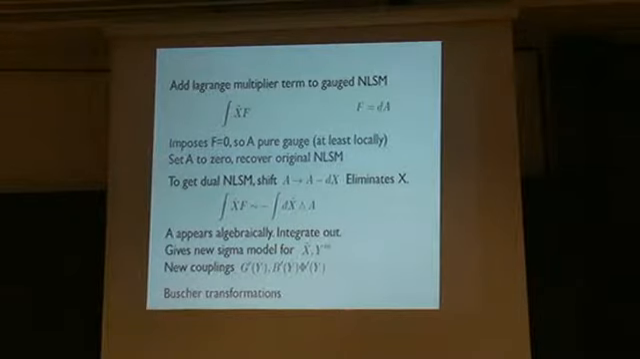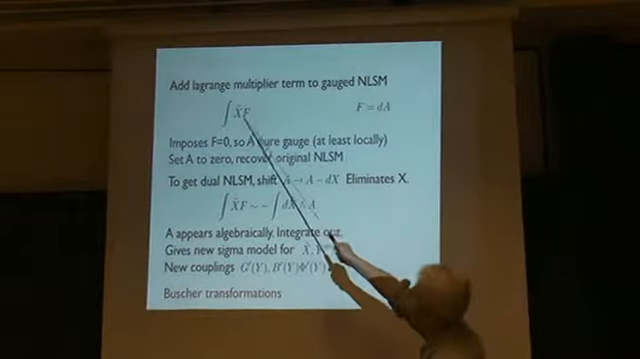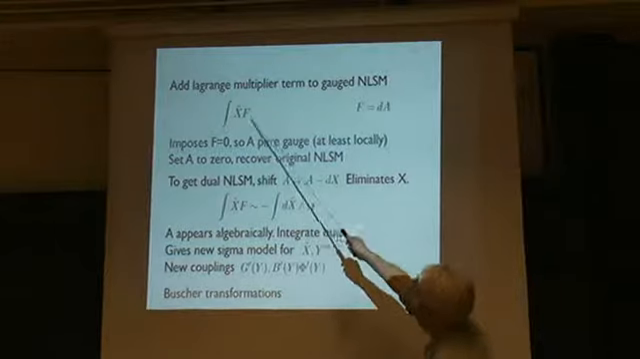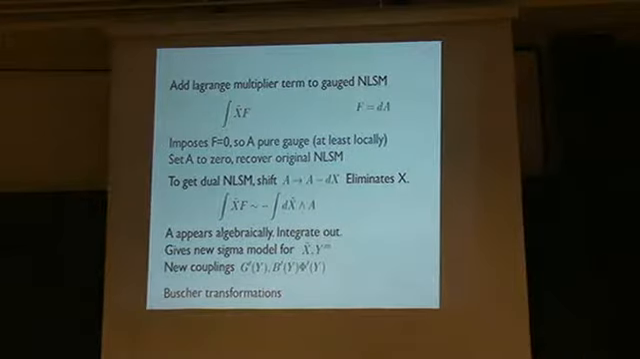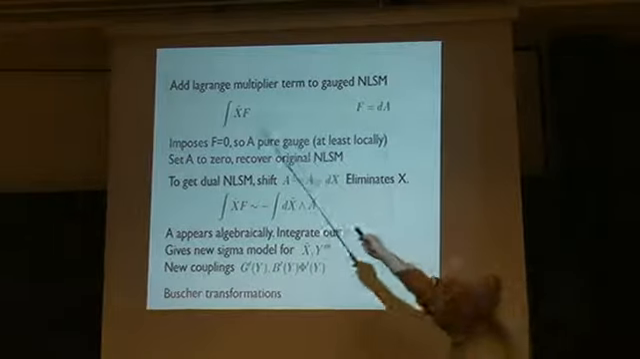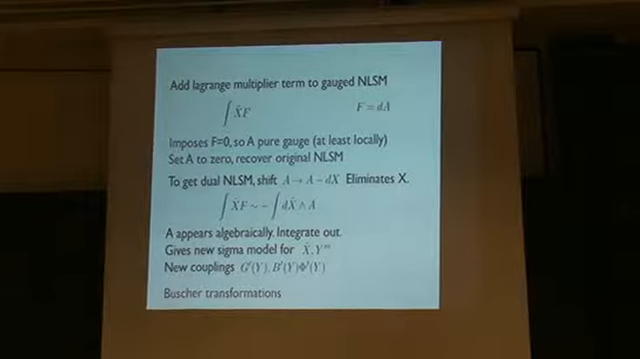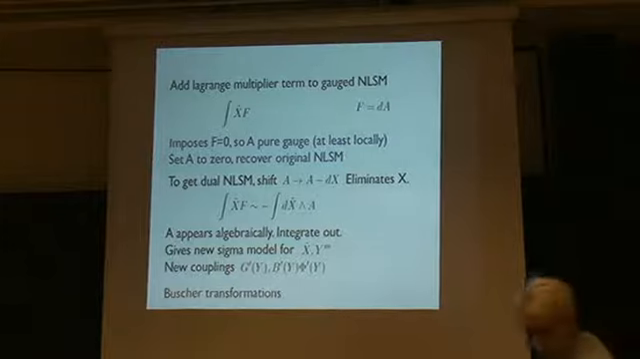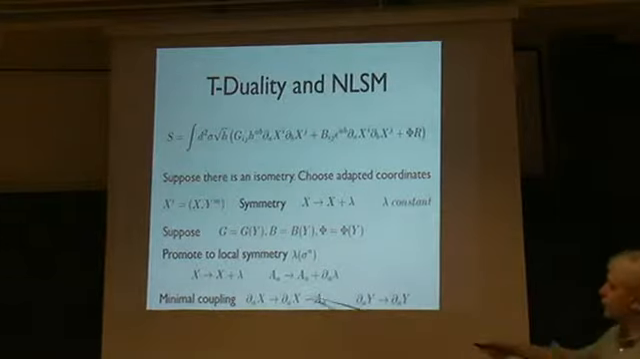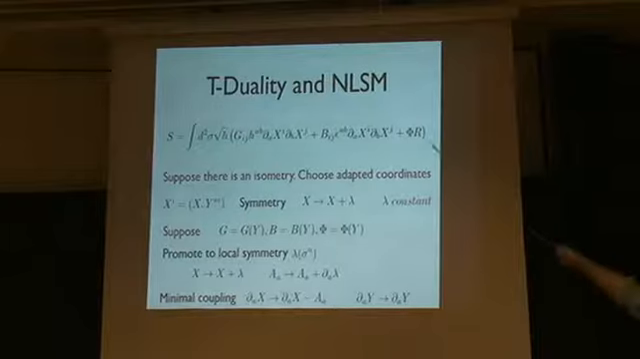Now suppose we add a Lagrange multiplier term to the gauged nonlinear sigma model. So we introduce a new field which I'll call x tilde, and we have an integral of x tilde times the field strength of the gauge field F. So this imposes F equals 0, so that A is a flat connection. So locally, at least, that means that A is pure gauge. And so let me ignore global issues for now. And we could argue that we could use this to set A to 0. And setting A to 0, the minimal couplings would just be reduced to the conventional couplings, and we get back the original model.